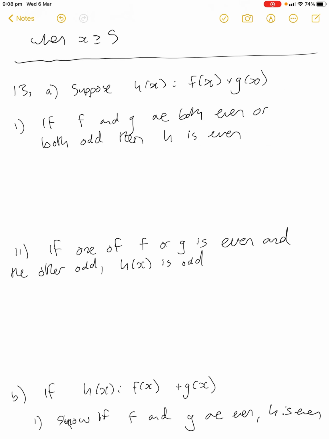Alright, let's take a look at some work on even and odd functions here. So we've got this question here that says, suppose that h of x is equal to f of x times g of x. Show that if f and g are both even or both odd, then h is even.